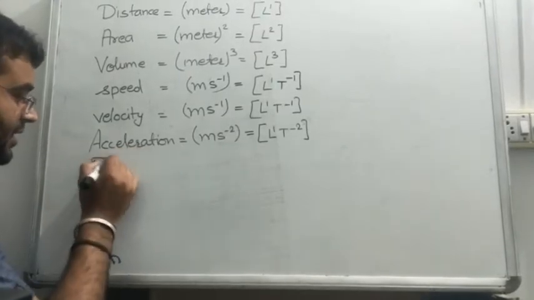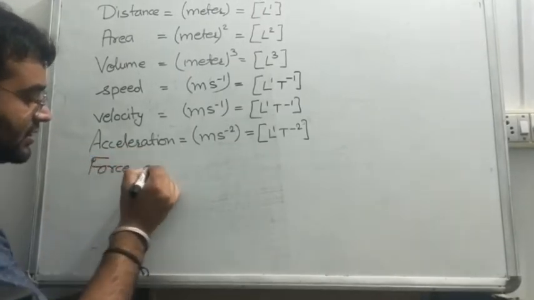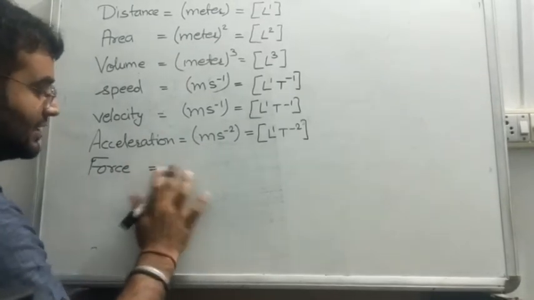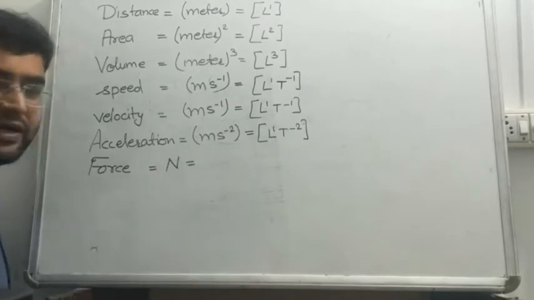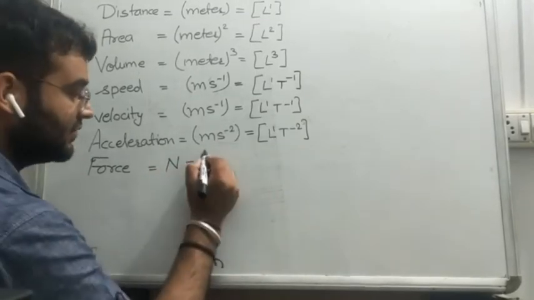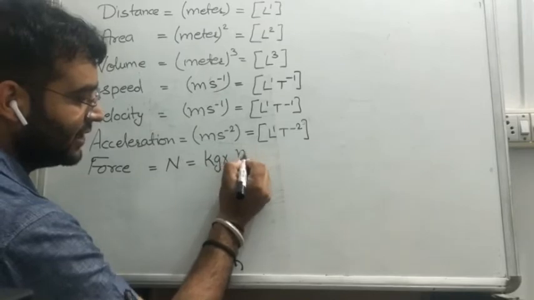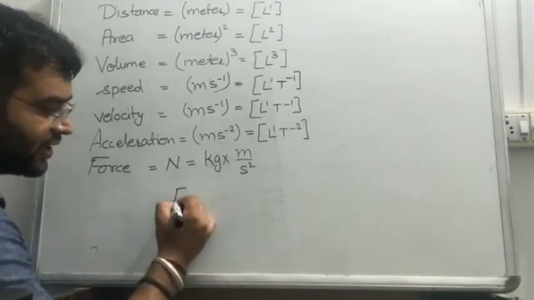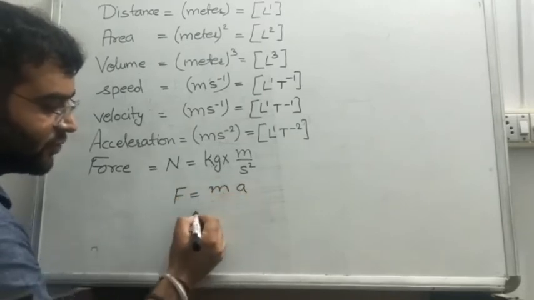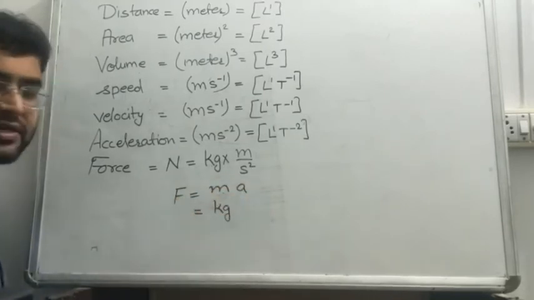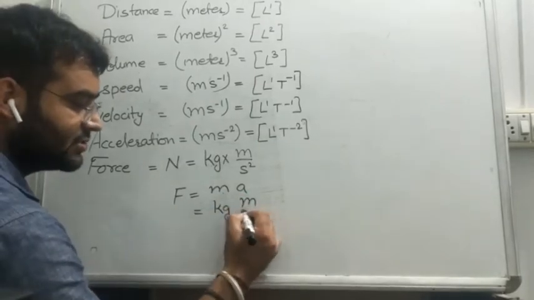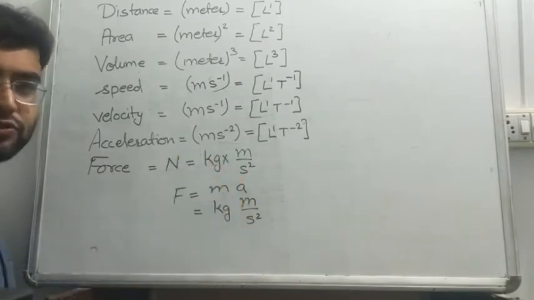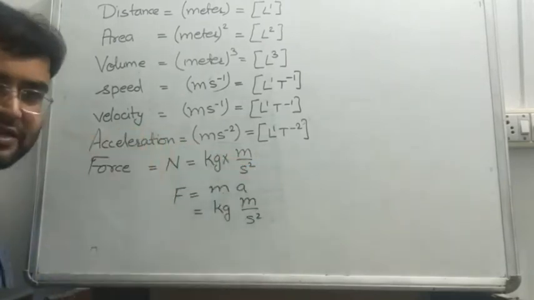After acceleration, you read in 9th class about force. For force the unit is directly newton, but in SI units we have the unit kg meter per second square. How did we get this unit? Because we know F is equal to ma. For mass, the unit is kg. For acceleration, the unit is meter per second square. That's why the unit of force is kg into meter per second square.